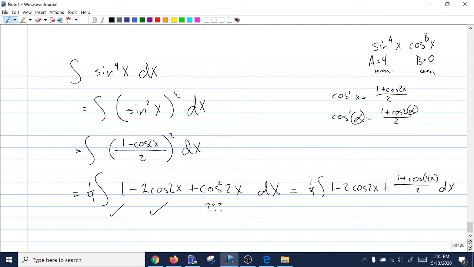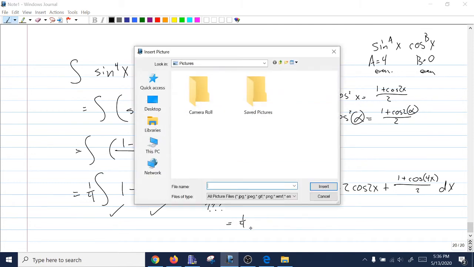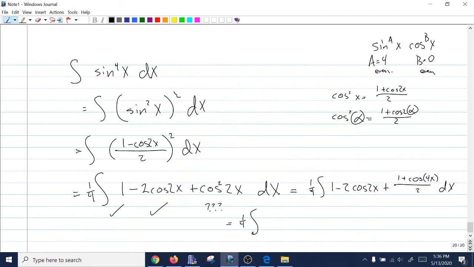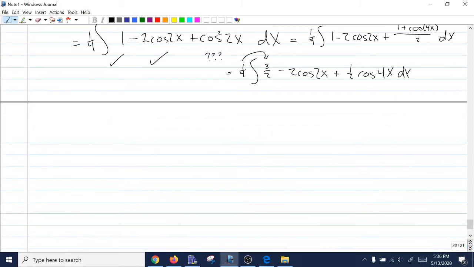This is a half, a like term I can combine with that one. So I get 1/4 integral. You might as well combine the like terms before integrating. 1 plus a half is 3 halves, minus 2 cosine 2x, plus 1/2 cosine 4x. And now it feels dumb having the 1/4 outside when there's all these fractions inside. dx. So I get 3/8 minus 1/2 cosine 2x plus 1/8 cosine 4x.